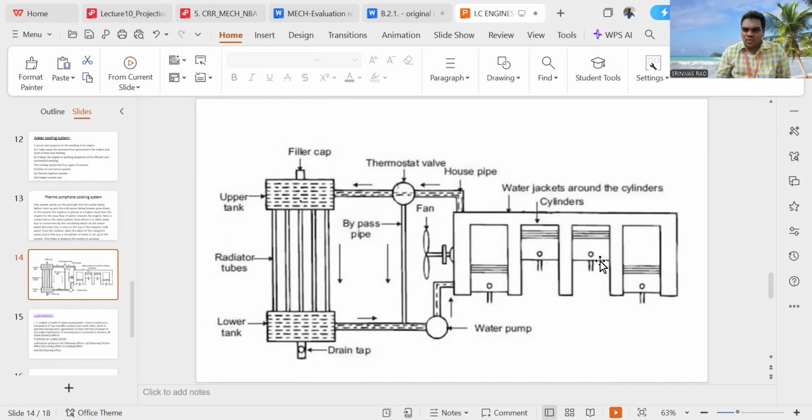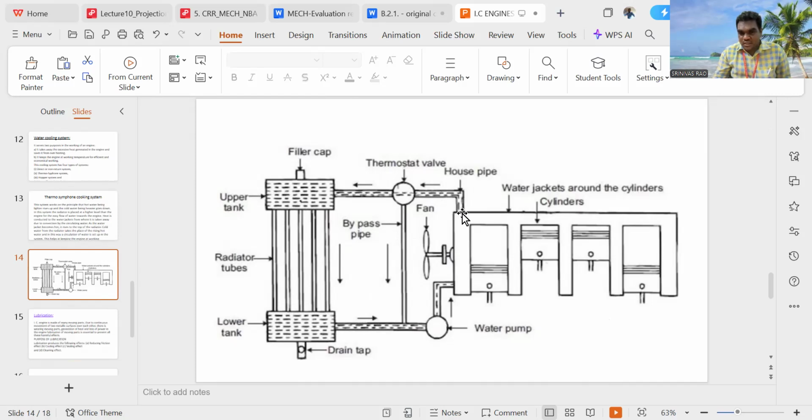Whenever the engine is overheated, see here, the water is circulated along these particular lines. When the water is moving through these lines, what happens? The excess amount of heat liberated over these parts is absorbed by the water, and the water temperature increases. Before it enters, these pipelines or water jackets are provided here. The water temperature in the jackets is very low before it reaches the combustion chamber outlet, so it does not enter the combustion chamber.